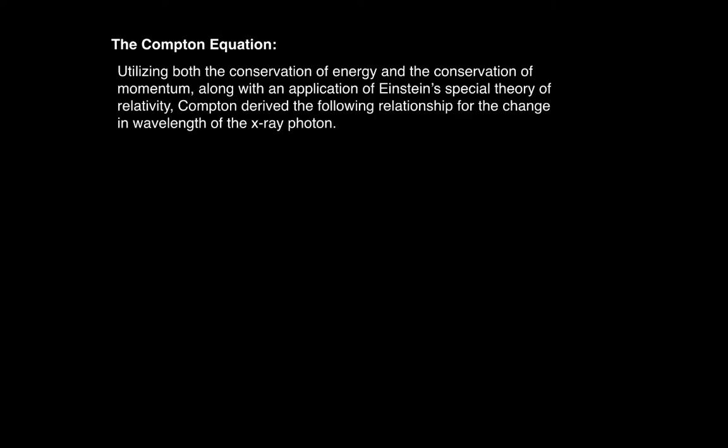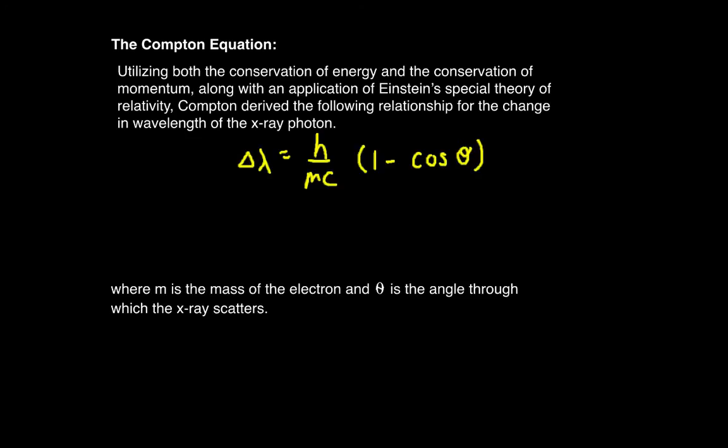Using both conservation of energy and conservation of momentum, along with the application of Einstein's special theory of relativity, Compton derived the following relationship for a change in wavelength of the X-ray photon. Delta wavelength is equal to h over mc times 1 minus cos theta, where m is the mass of the electron and theta is the angle through which the X-ray photon scatters.